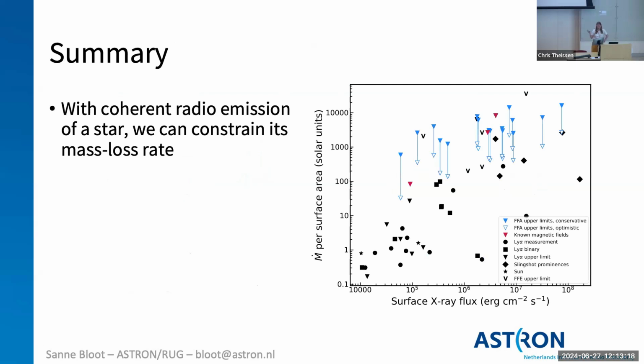That brings me to my summary slide, which is that if you can give me a radio measurement of your star, specifically with ECMI, I can get you a mass loss rate. If you can get me one at very low frequencies, I can actually get you a good constraint on the mass loss rate.